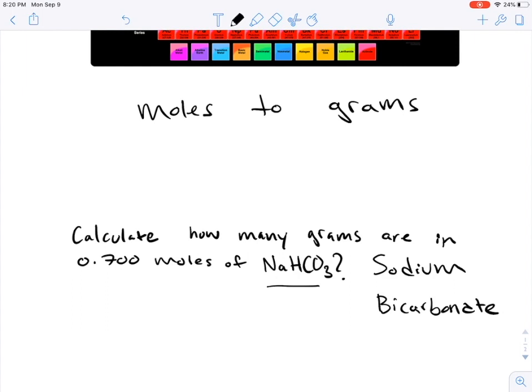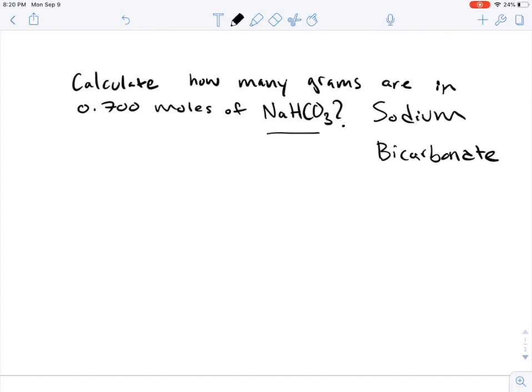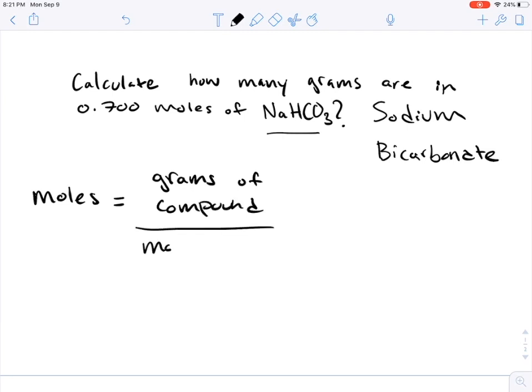So besides knowing how to use the periodic table, there's one important equation to remember when solving certain problems, such as moles to grams. And the equation that we need to keep in mind is that moles equals grams of compound divided by the molar mass of that specific compound.